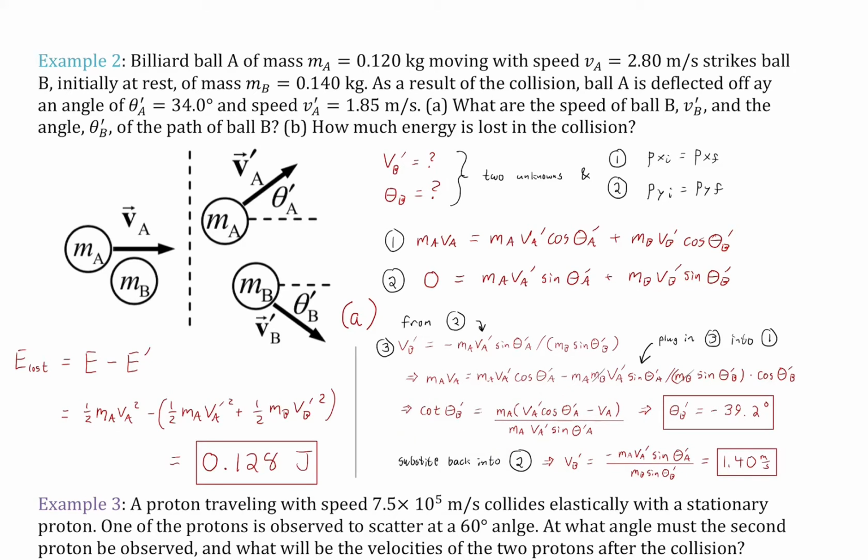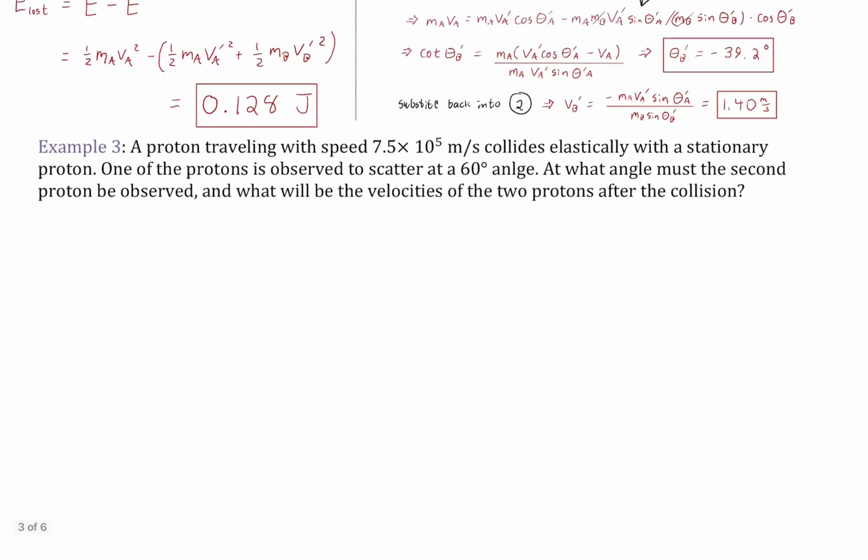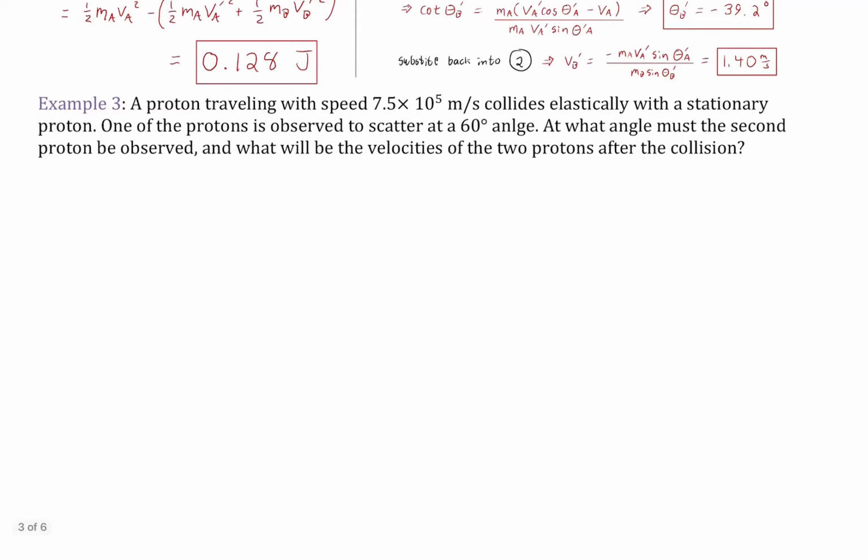All right, so let's look at another one. This one is elastic. So now we're on to type 3. We'll go back and do a couple more examples, but now we've seen one of each type.